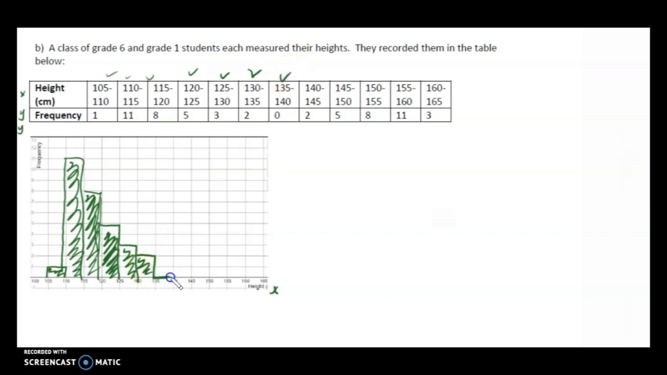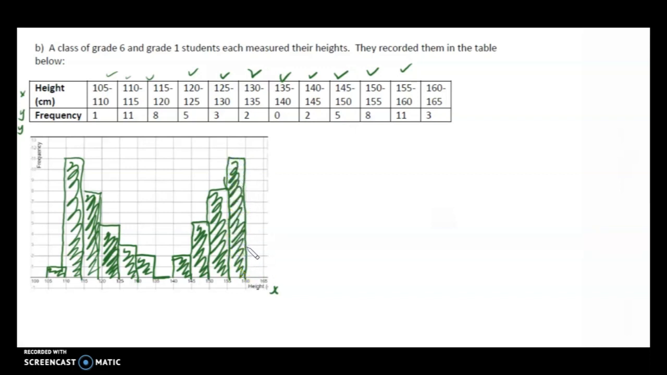135 to 140, we get a frequency of 0. 140 to 145, we get a frequency of 2. 145 to 150, we get a frequency of 5. 150 to 155, we get a frequency of 8. Okay, 155 to 160, we get a frequency of 11. And then 160 to 165, we get a frequency of 3.